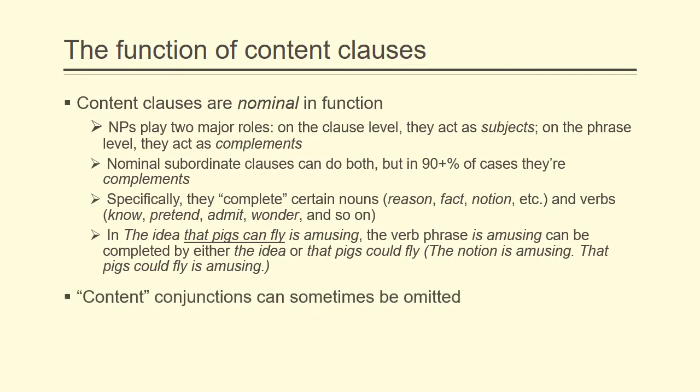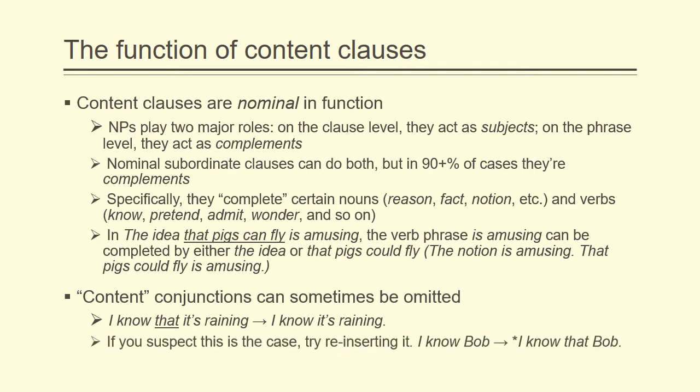So another thing to keep in mind is that content conjunctions, like most conjunctions, can sometimes be omitted. So a sentence like, "I know that it's raining," can simply become, "I know it's raining." If you suspect that you're dealing with a case where the content conjunction has been omitted, you can just try to reinsert it. So if you're wondering if a sentence like "I know Bob" has an underlying conjunction that has been omitted, you try to plug it back in and you will see that it does not work. So "I know that Bob" is not a complete sentence, and so therefore there isn't an underlying conjunction that has been omitted there.